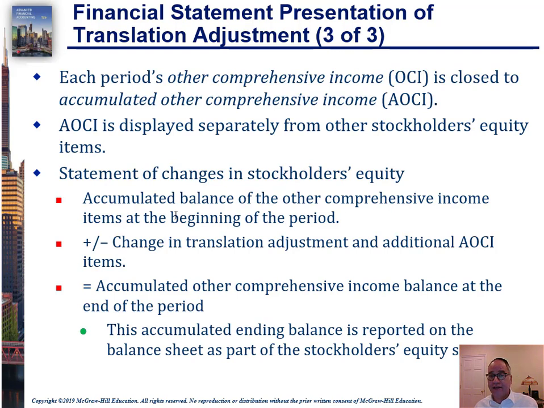And let's just go over the mechanics again in case you don't remember. Net income items go to retained earnings. Other comprehensive income items get closed to accumulated other comprehensive income. And this is a separate item in the balance sheet under stockholders' equity. And on your statement of changes in stockholders' equity, you show the accumulated balance of OCI items, plus or minus these various changes, like this is one of them. Remember what the other ones are. Equals the accumulated balance of OCI items at the end of the period. And this will be reported on the balance sheet as part of the stockholders' equity section.